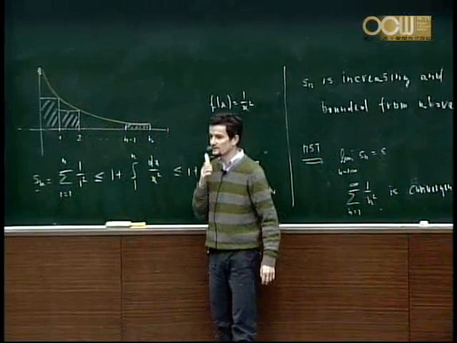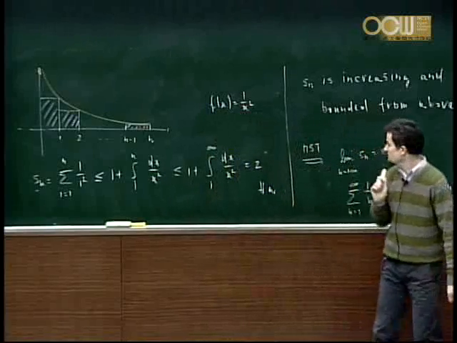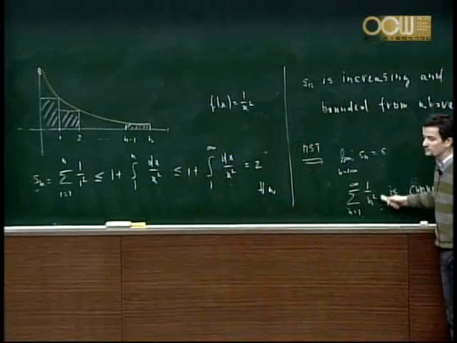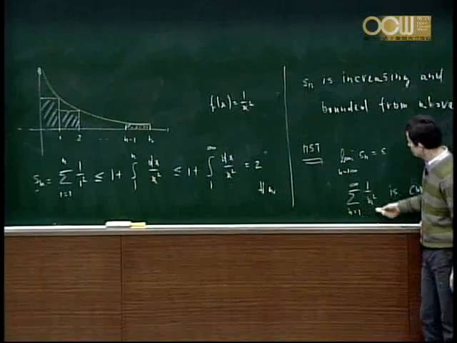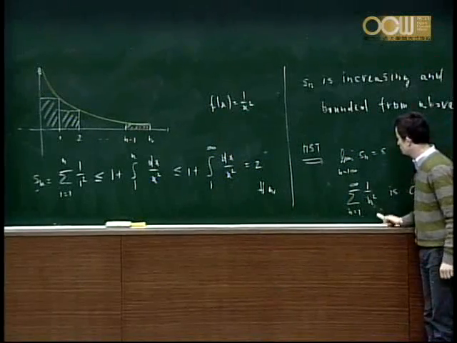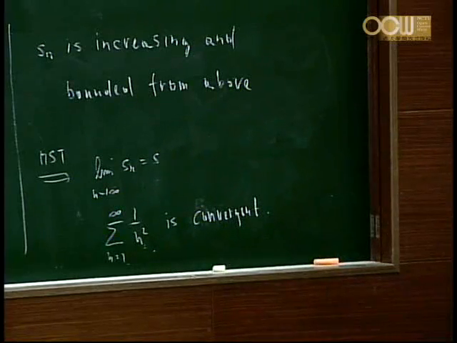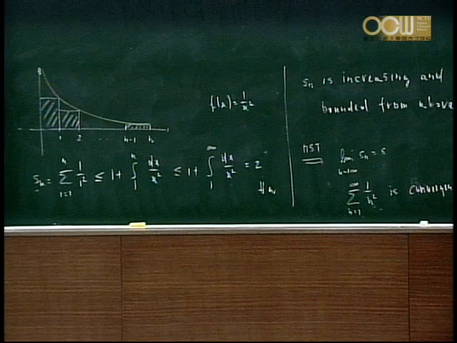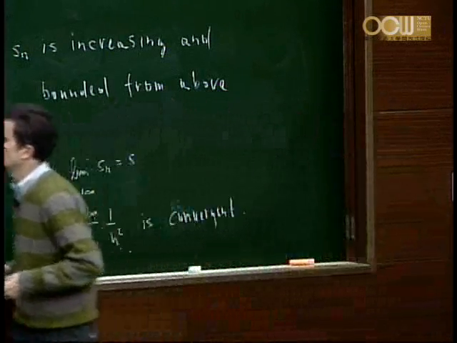This is the important idea, and this is essentially the reason why a series where the terms are all positive is much easier to handle than a series where the terms might be positive, negative, positive, negative. So this will be our main idea in this section, in order to show that the given series is convergent.